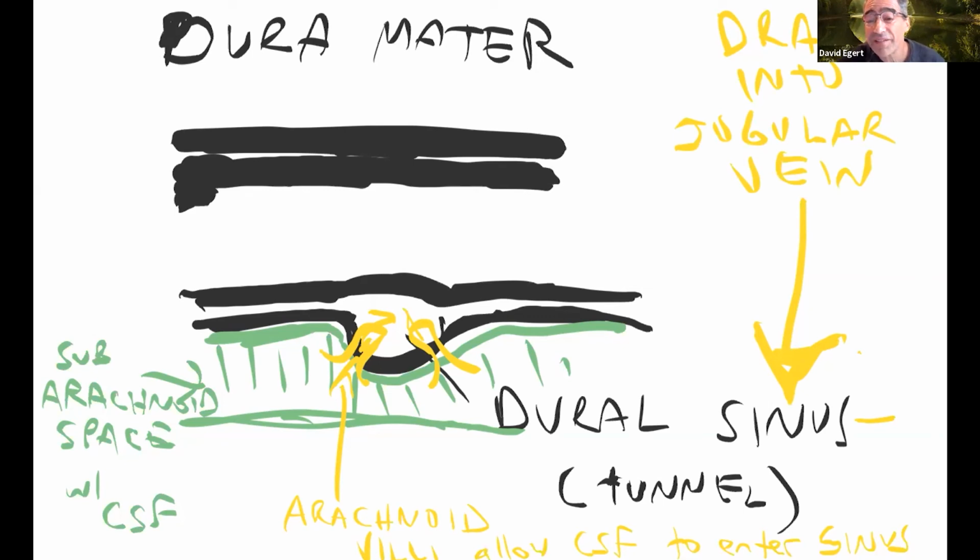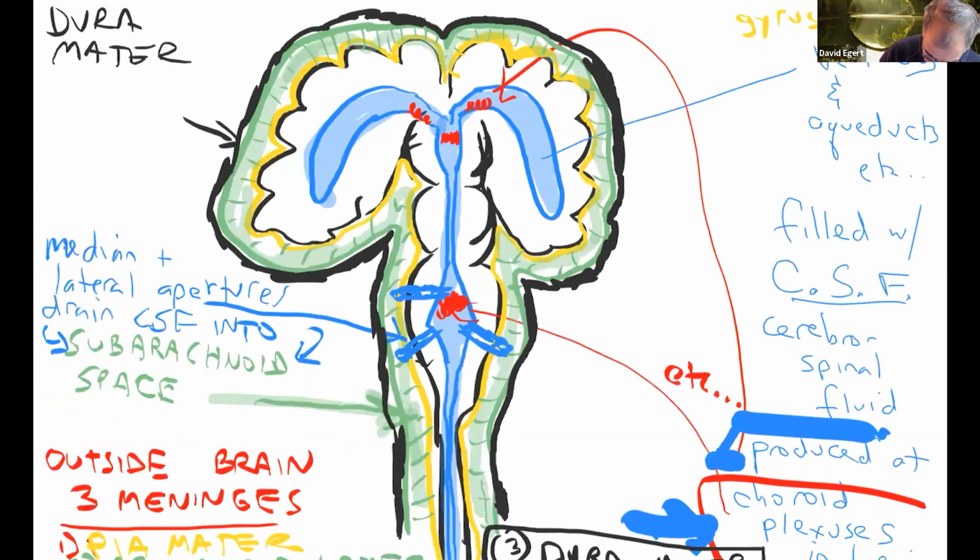Remember I said CSF is basically like plasma. So if you add the CSF back into your bloodstream, it's just basically spit in the ocean, right? It's just adding a little extra plasma to the blood. So if we put this in this other picture here, here's a dural sinus. Let me add those little villi in there.